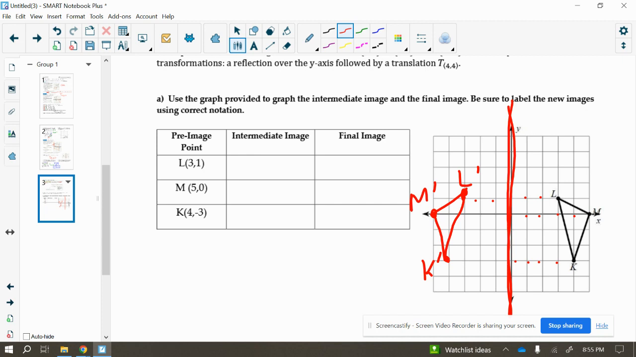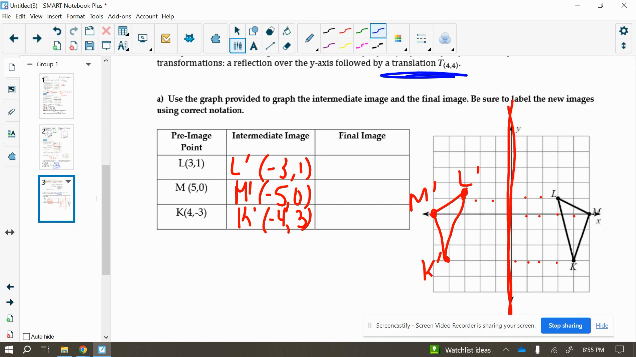This is our reflection of L, M, and K. These points are moving over here. We're at -3, 1. We are at -5, 0. And we are at -4, 3. Now from there, our final image is asking us to translate this to the right 4 and up 4. So we're going to take each of these and move them to the right 4 and up 4.